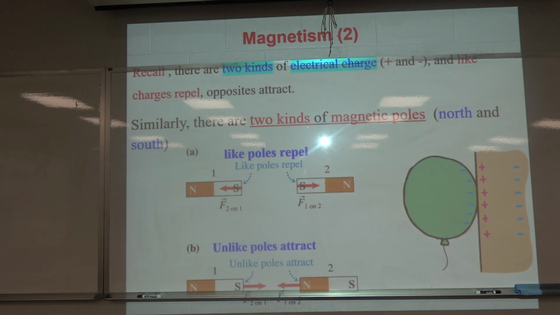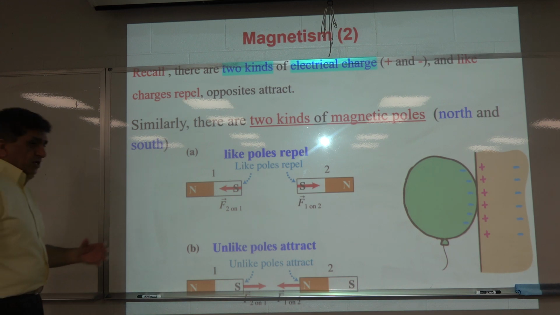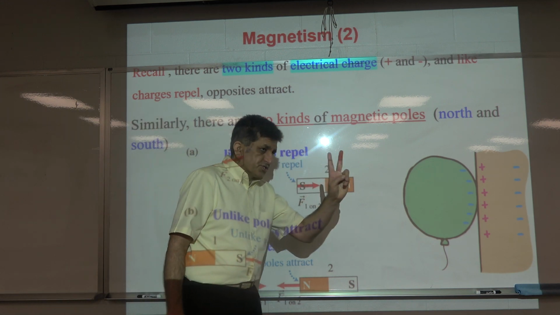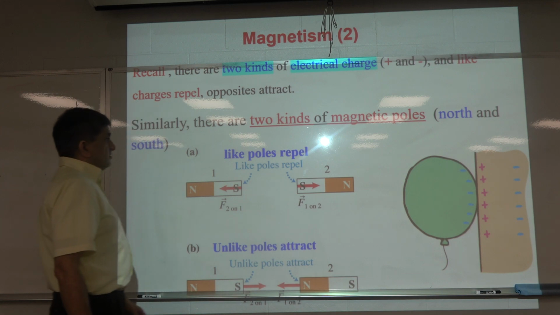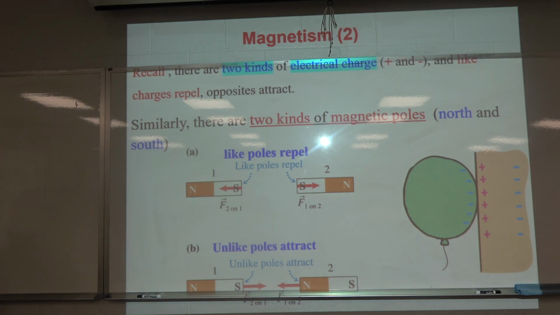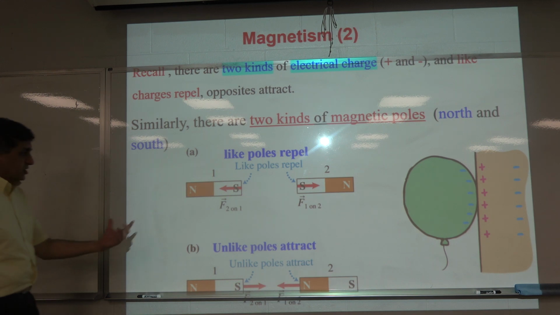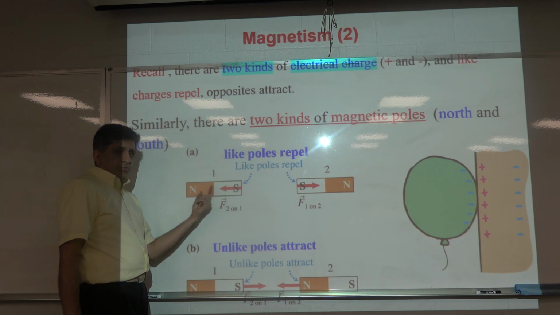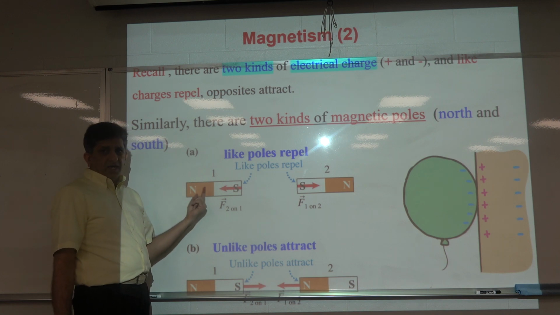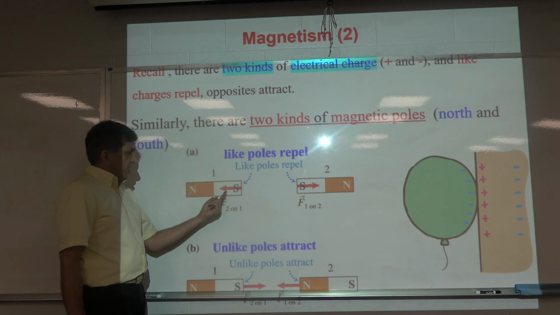So we have two kinds of electric charge, positive and negative charges. Like charges, as I said, repel, the opposite charges attract. Similarly, two kinds of magnets, or we call them two kinds of magnetic poles. To be correct, one is called the north pole of the magnet, the other is called the south pole of the magnet. As you see over here, the north pole and the south pole. Each magnet has two poles.